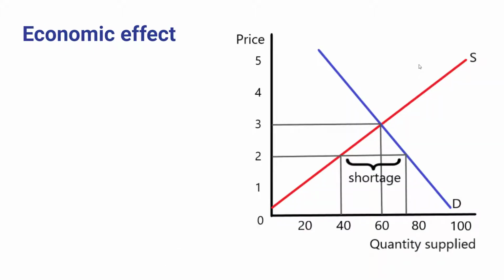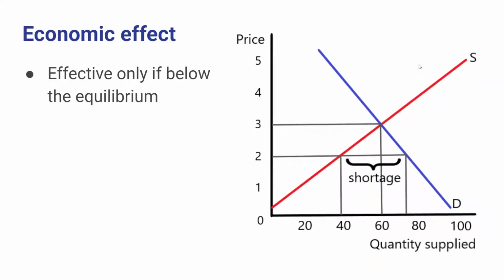Let's look at the economic effect. In general, a price ceiling is only going to be binding if it's set below the equilibrium. The purpose of the price ceiling is to keep prices lower. In this case, the equilibrium price is 3.